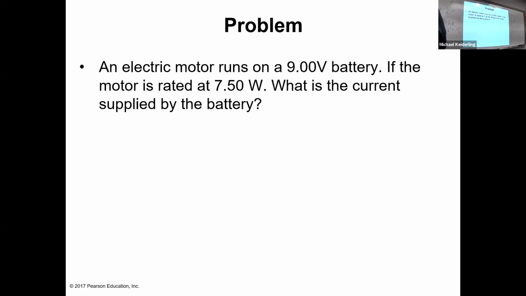So if you have an electric motor that runs on a 9-volt battery, and the motor is rated at 7.5 watts, what is the current supplied by the battery? So remember, power is current times voltage. We know the voltage, 9 volts. We know the power, 7.5 watts. We want to find the current.